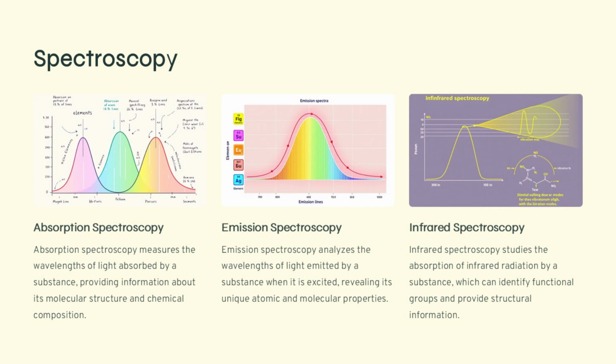Emission spectroscopy analyzes the wavelengths of light emitted when a substance is excited, providing insights into its atomic and molecular properties. Infrared spectroscopy studies the absorption of infrared radiation, which can identify functional groups and provide structural information about a substance. Each of these spectroscopic techniques offers valuable analytical capabilities for understanding the properties and composition of materials.